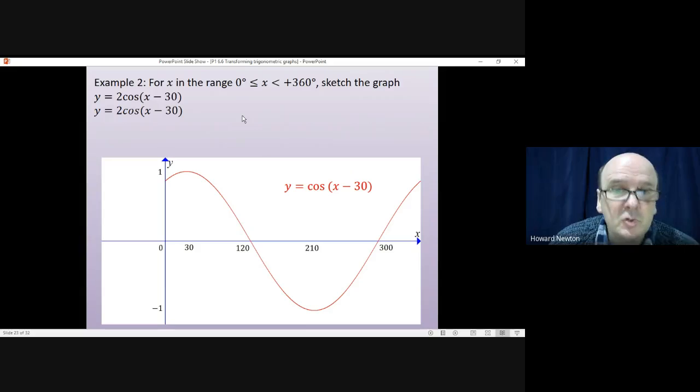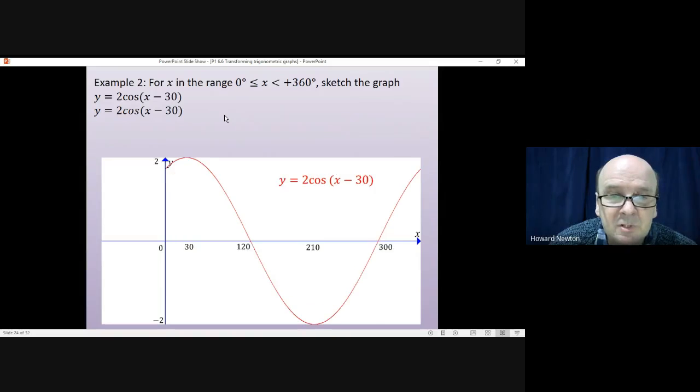Then we'll do 2 cos x minus 30, which means vertically it's going to stretch with a scale factor of 2, so it'll become twice as big in the vertical direction, and it'll go up as far as 2, down as low as minus 2. But those crossing points in the last graph, those won't change at 120 and 300. So that would be the answer.